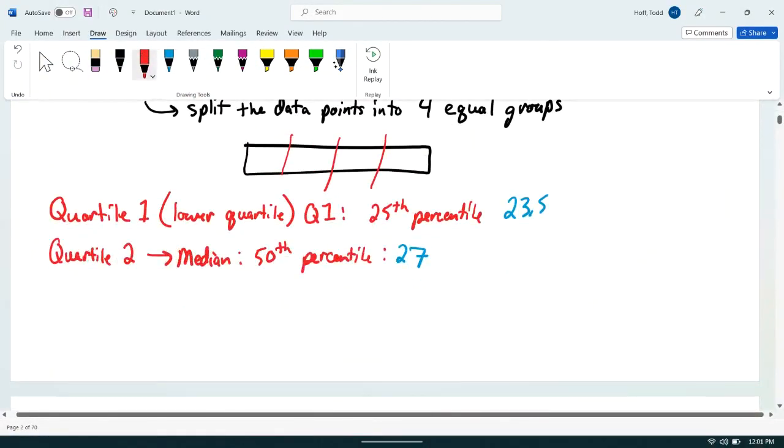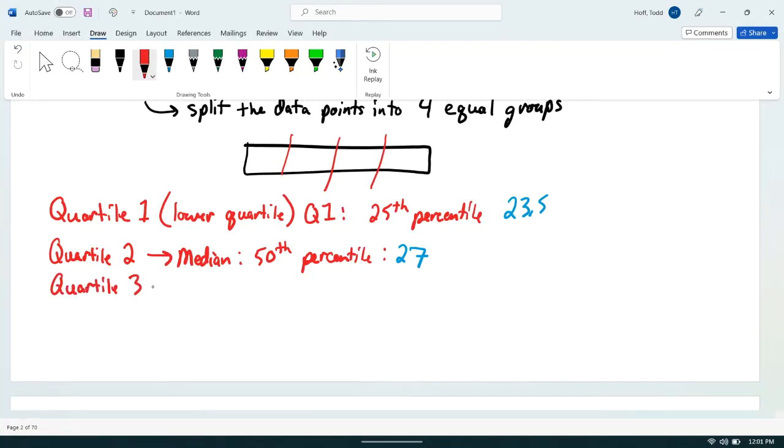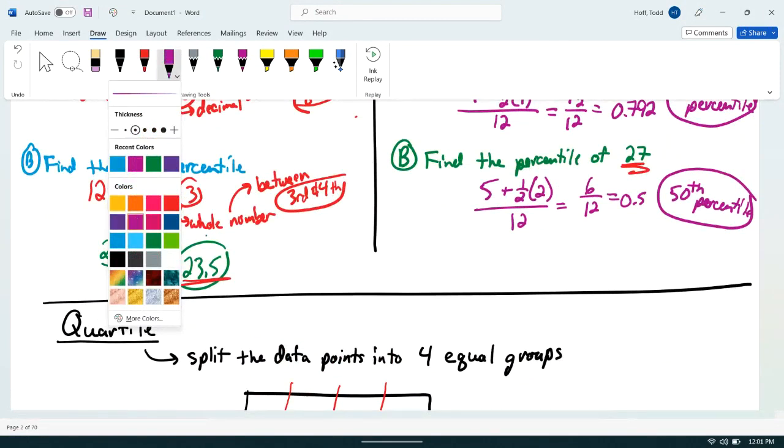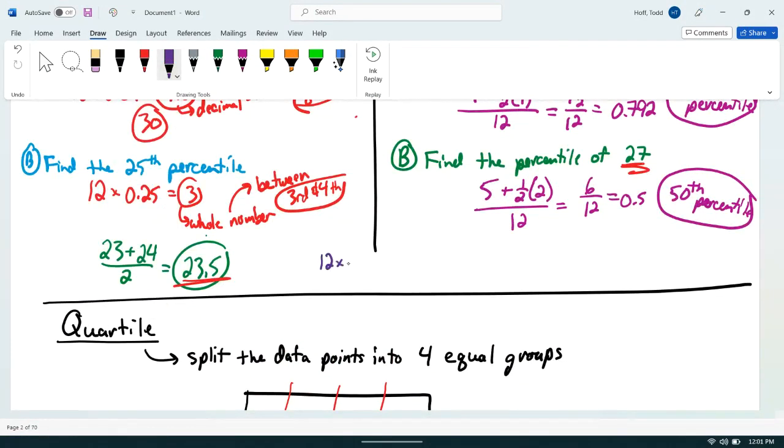And quartile 3, sometimes called the upper quartile because it's at the upper end of the data, abbreviated just Q3, is going to be the 75th percentile. Now, we haven't calculated this yet, so let's find the 75th percentile up here. So it'll be 12 times 0.75, which is 9.